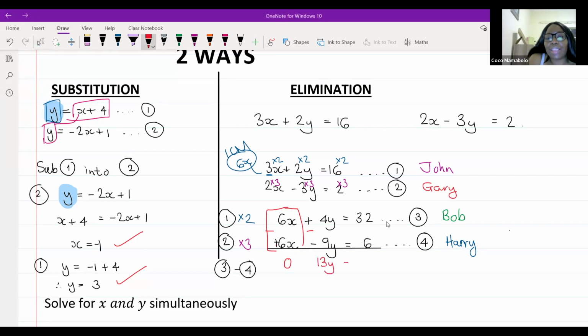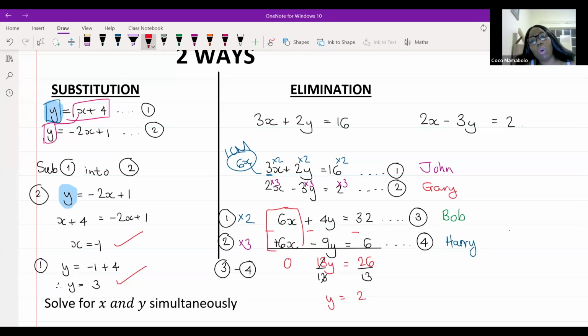And that is equal to, now this one is also positive, so I'm going to get 32 minus positive 6. And that will give me 26. Correct. 32 minus 6 will give me 26. And do you see how now we've isolated y? And we can solve for y. I'm just going to divide by 13 on both sides. That's it, Emmanuel. That's it, Abu. Good. Then y will equal 2.